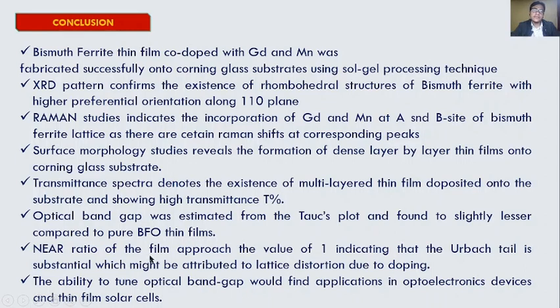Therefore, we have calculated the Urbach energy and found it to be about 0.432 electron volt, which might be attributed to lattice distortion incorporated with doping of Gd and Mn. And finally, the ability to tune the optical band gap to a slightly lower value with the incorporation of Gd and Mn would certainly find applications in optoelectronic devices and thin film solar cells.